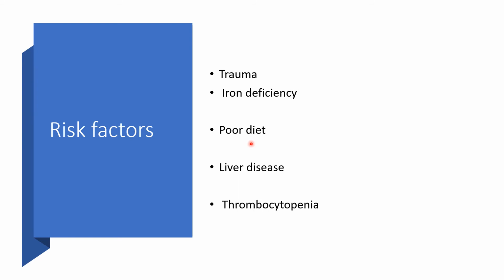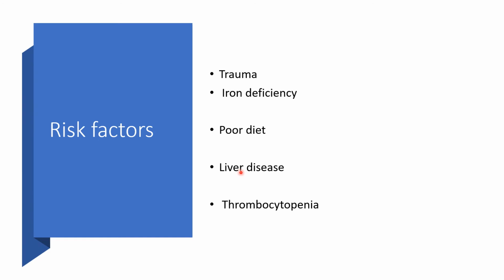Poor diet, liver disease. Liver disease, because the hepatocytes of the liver are responsible for many of the clotting factors except two. And the two that will not be produced by the liver hepatocytes are von Willebrand factor and factor 8. And when there's a problem with the liver, then there'll be a bleeding problem.